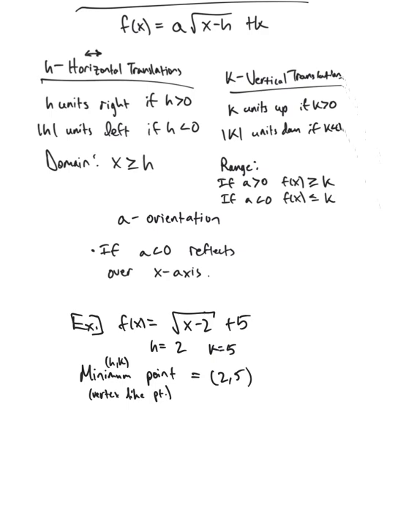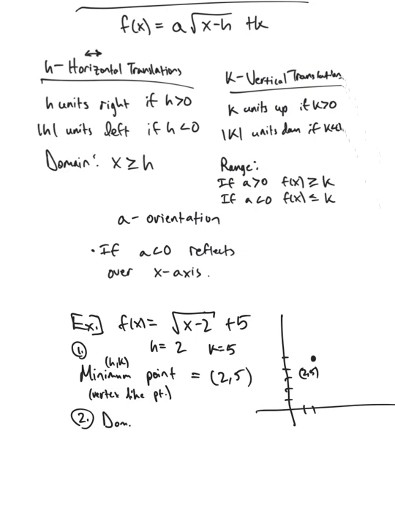If I'm graphing this function, I am at 2, 5. That is my minimum point. It's going to go up and to the right from there. That's how we've translated from the parent function. Okay, there is our minimum point. Okay, that's step 1.